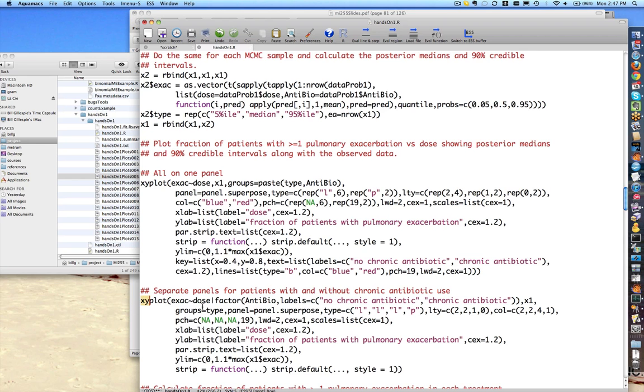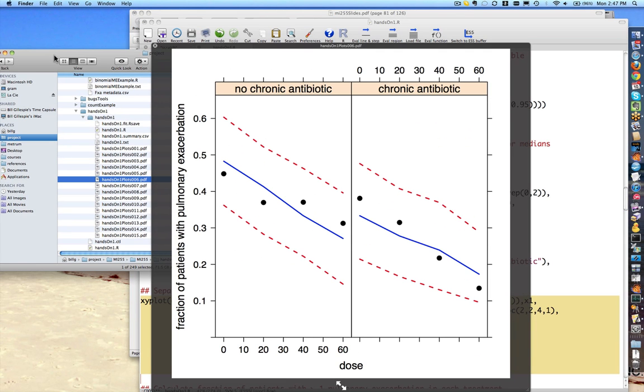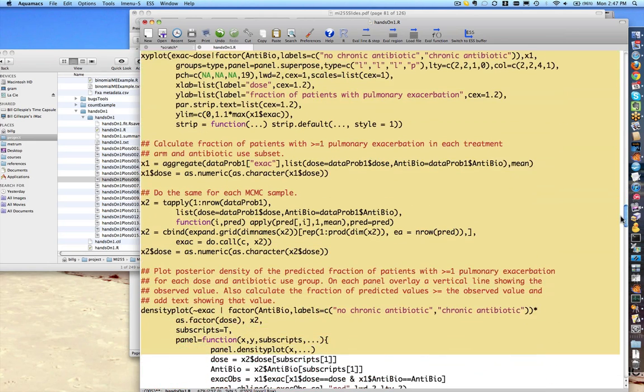And then the other way of doing it is where I instead break them up into separate panels, and that one looks like this. It's the same thing, it's just broken out two different ways, but if you want to explore different ways of playing with the lattice graphics, that'll give you some idea. Okay, let's scroll on down.